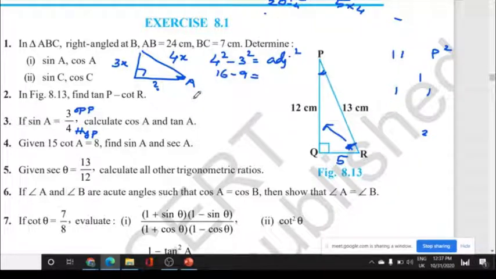16 minus 9? 7. Therefore, adjacent side is equal to root of 7. So you get this side as root of 7. Only Pythagoras theorem we are applying. 7th standard Pythagoras theorem we are applying. Then you tell me what will be cos A.